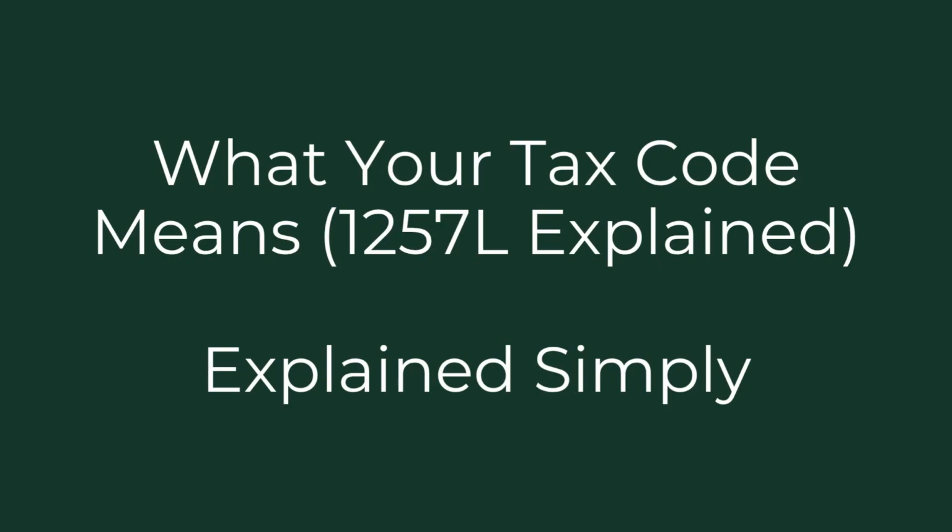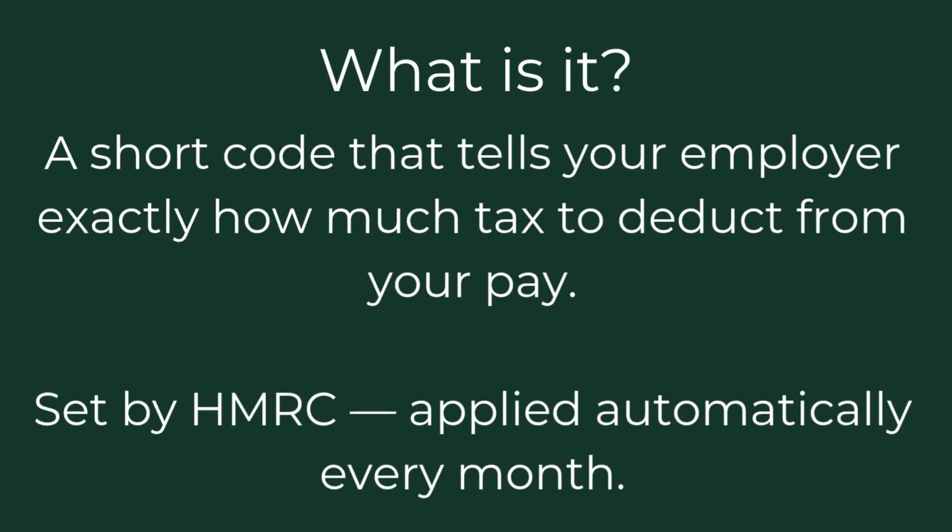In this video we are going to explain exactly what your tax code means, what those numbers and letters actually tell your employer, and why it matters that yours is correct. Your tax code is a short combination of numbers and letters that tells your employer exactly how much income tax to deduct from your pay each month. It is set by HMRC and applied automatically. You do not need to do anything yourself, but understanding what it means puts you in control of your own tax.